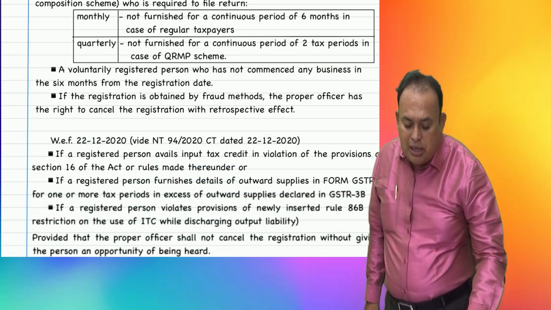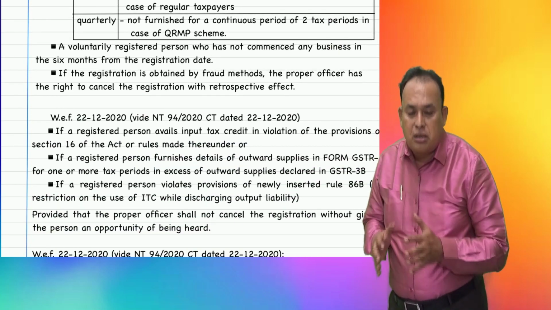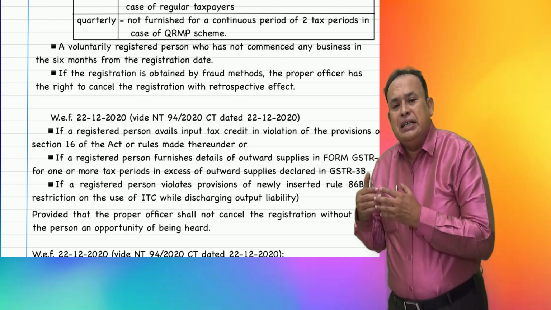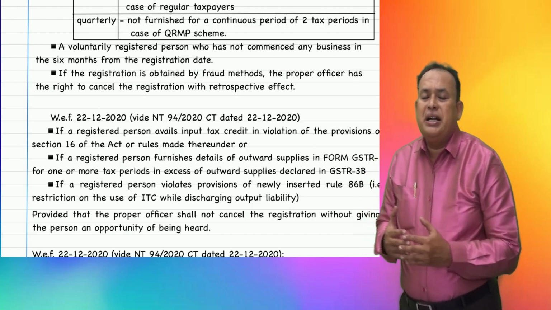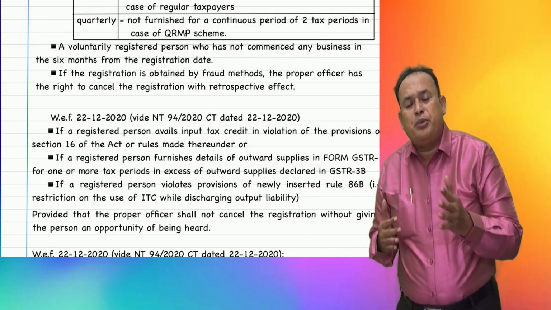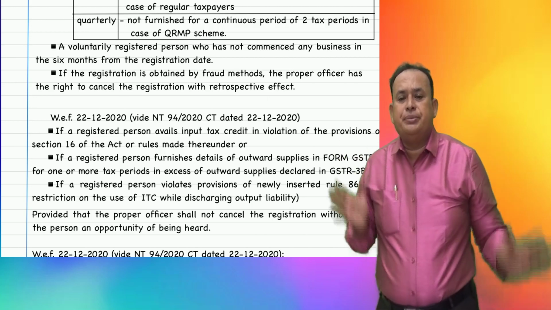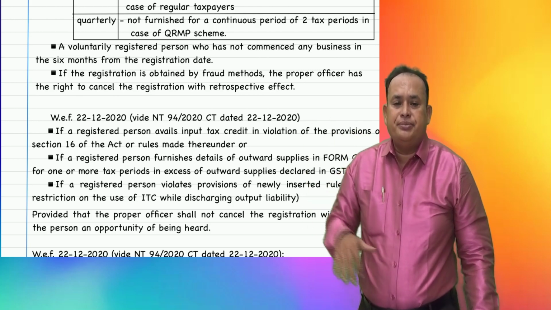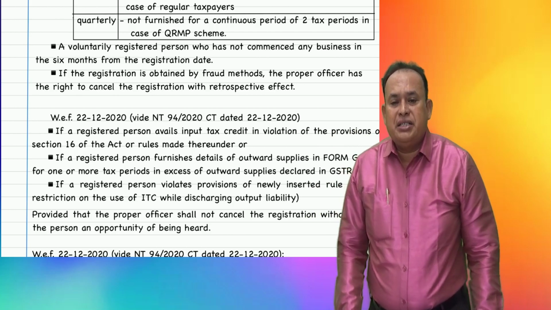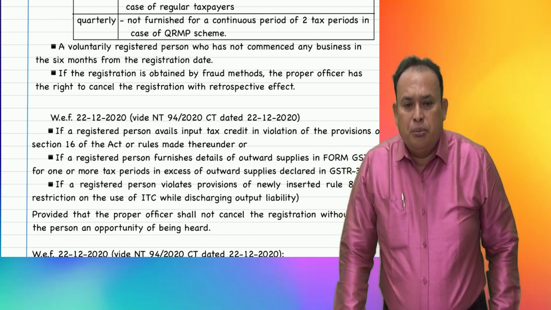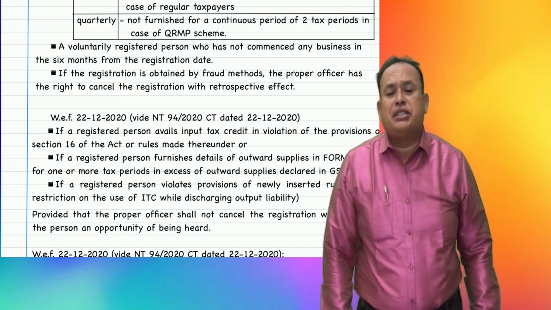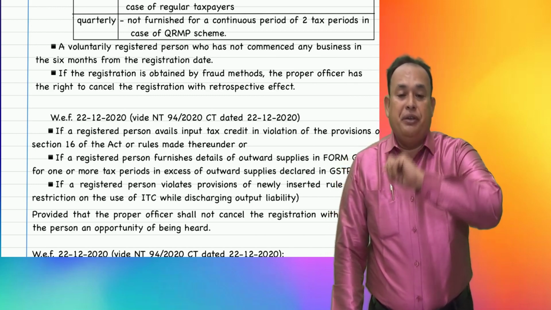A voluntary registered person who has not commenced any business in the 6 months from the date of registration, for a period of 6 months not at all commencing the business, but voluntarily got registered, whose registration will get cancelled. If the registration is obtained by fraud method, the proper officer has the right to cancel the registration with retrospective effect.